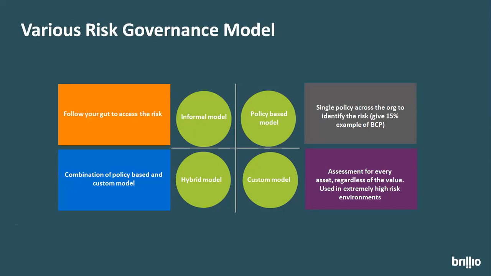Now, looking at the risk governance model, there are various ways of risk governance. One is a very informal model. You follow your gut. Let me give a very easy example to connect. When you are going from point A to point B using a vehicle, you are putting yourself at risk. You can fall down or you can meet an accident, right? There's a risk. Now you use your gut and you take the safest route. You drive safely to mitigate it. That's you using your gut, right?